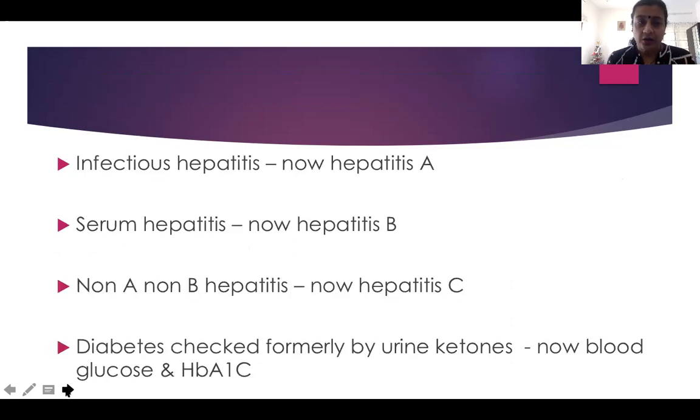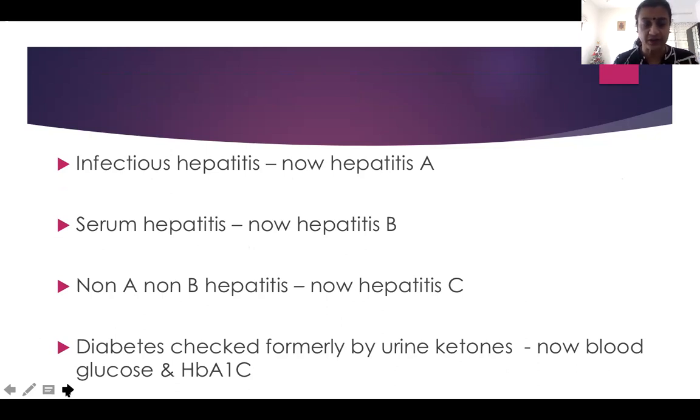Talking of the changing scenario, as I discussed earlier, what was called infectious hepatitis, now it is known as hepatitis A. Serum hepatitis, because it was transmitted through blood, now it is called hepatitis B. There was a hepatitis which fell in none of the categories, so it was known as non-A, non-B hepatitis. Now it is called hepatitis C. So you see, even the terminology is now changing.